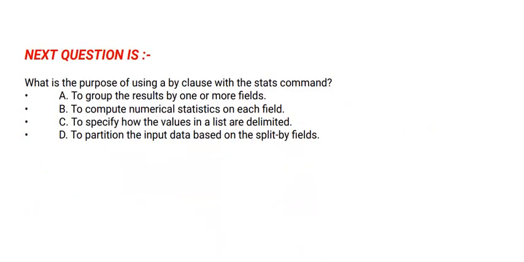Next question is, what is the purpose of using a by clause with the stats command? Options are option A, to group the results by one or more fields. Option B, to compute numerical statistics on each field. Option C, to specify how the values in a list are delimited. And option D, to partition the input data based on the split by fields. The correct option is option A.